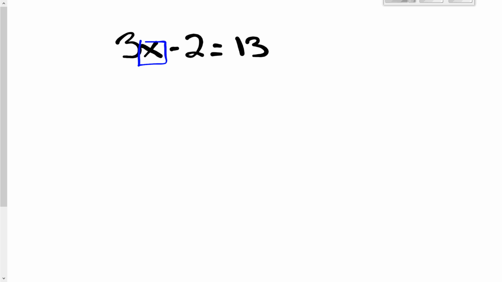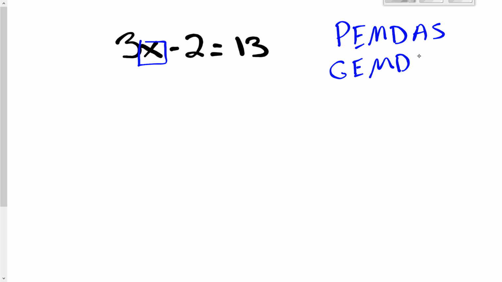What process? If you remember in class, or maybe in your previous classes, this word PEMDAS. You also may have heard it as GEMDAS. They're the same thing. And basically, when you're simplifying something, you're going to work with parentheses first, then exponents, and then you'll do your multiplication and division, and then you'll do your addition and subtraction.